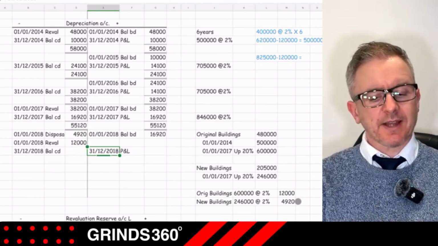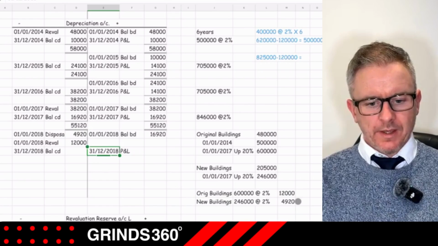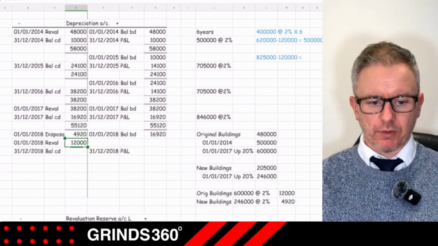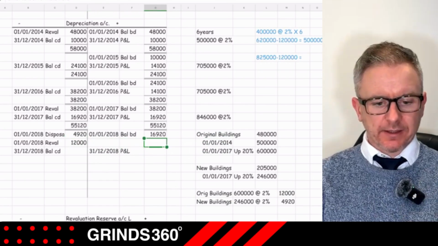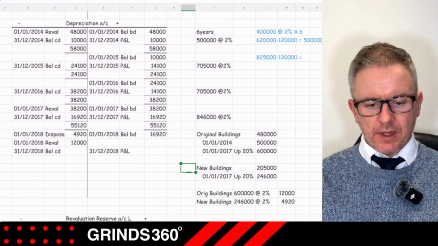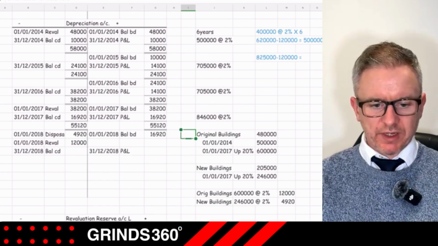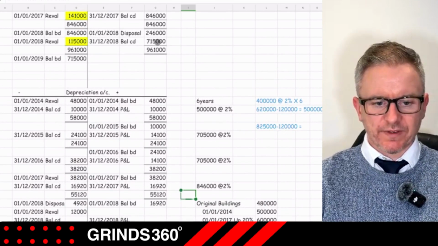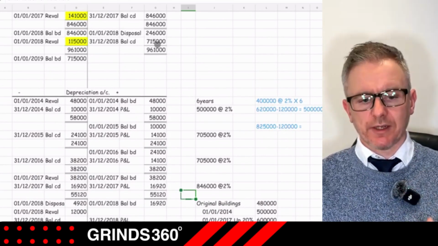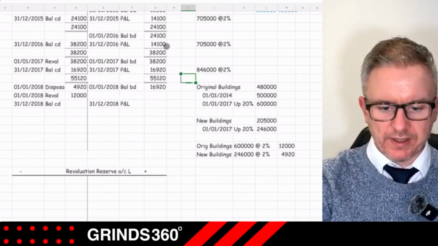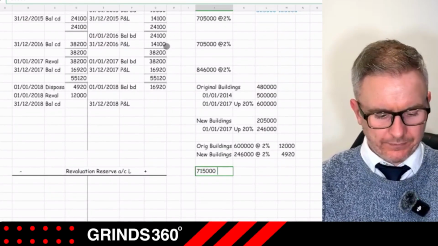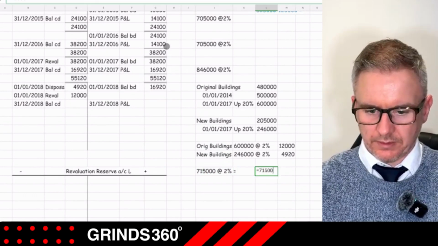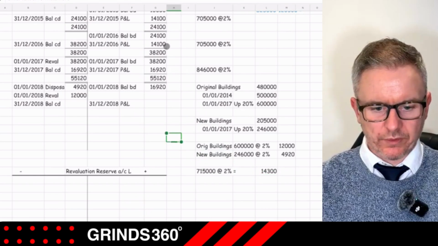Now that's tricky. That's hard to get your head around, okay? So you might need to go back over that a few times to make sure you're happy with where that breakdown of 4920 and the 12,000 is coming from. And then the last thing that you need to do for this is get your P&L charge for the year. So think about this for a second. We have just revalued those buildings. So the remaining buildings have been revalued to 715,000. So from your asset account, you've revalued everything to 715. So the buildings that are left, so it's going to be 715 at 2%, and that will give you your depreciation charge for the year. So 143.